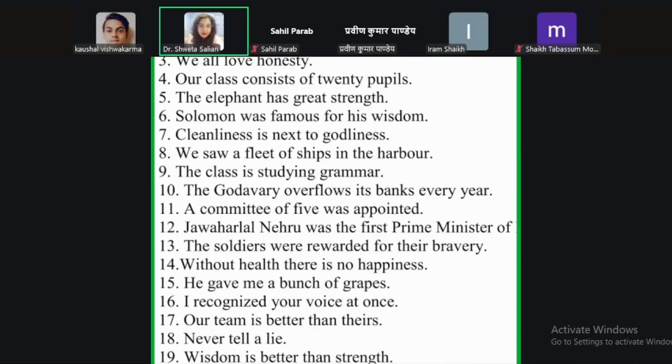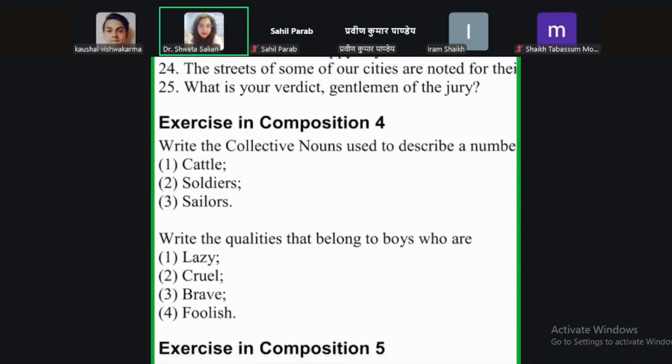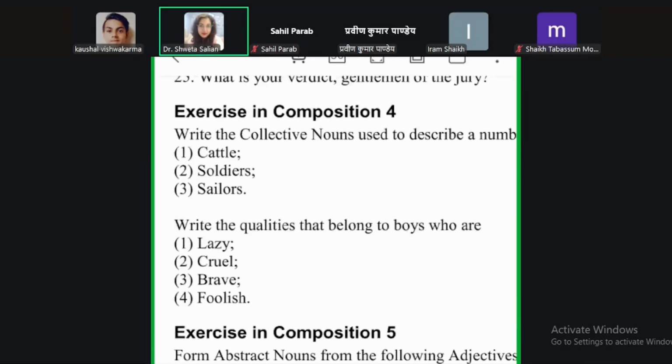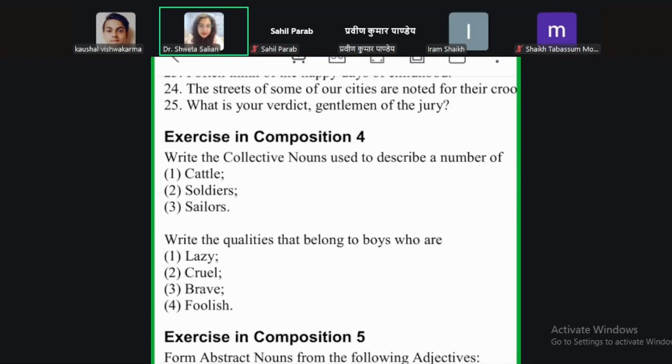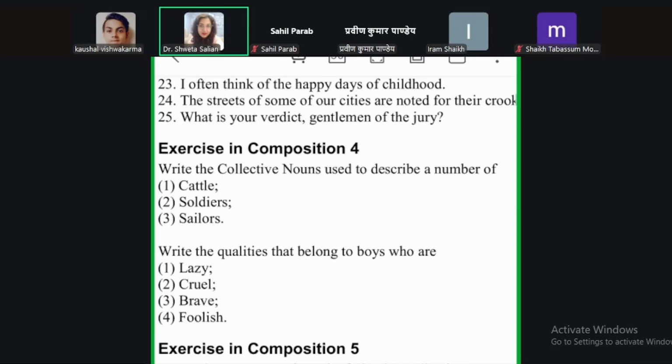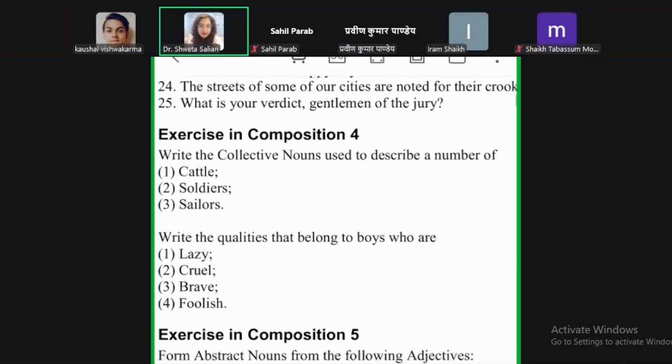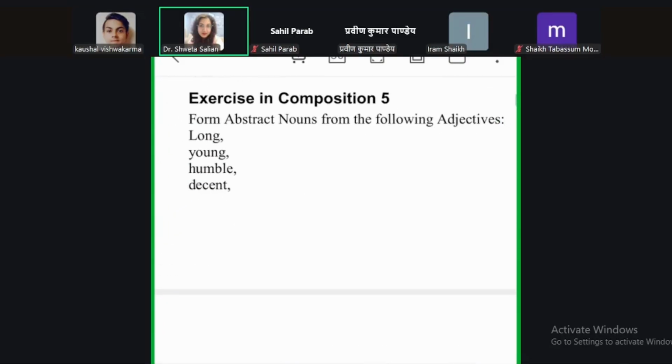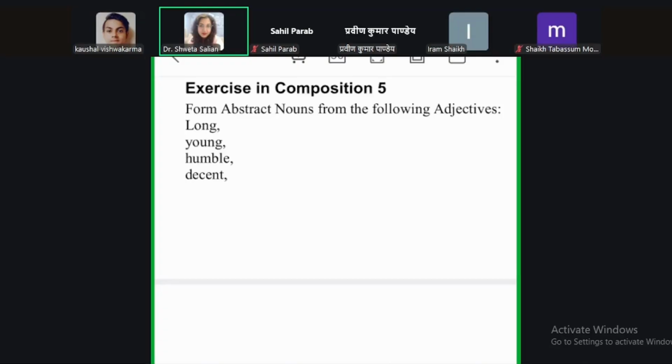Very good. Okay. Now let us do the next exercise down here, which is converting these nouns into abstract nouns. Before that, these collective nouns are used to describe a number of cattle, etc. I think you can manage that. Let's go to abstract nouns because as I said, this is where there is the most difficulty. Forming abstract nouns. Long, length. So try putting "the" or "his," etc., before an abstract noun. You will get the correct form of the word.